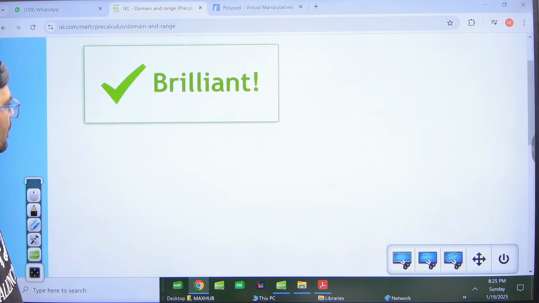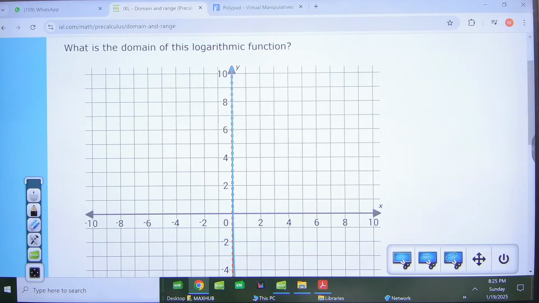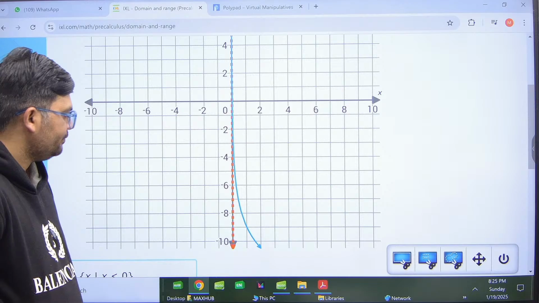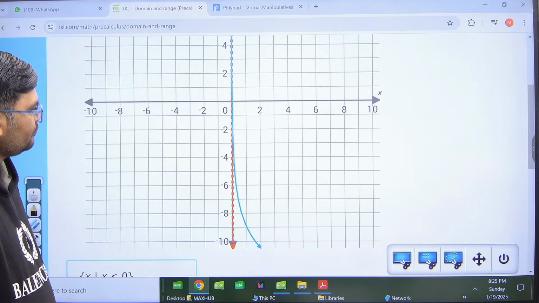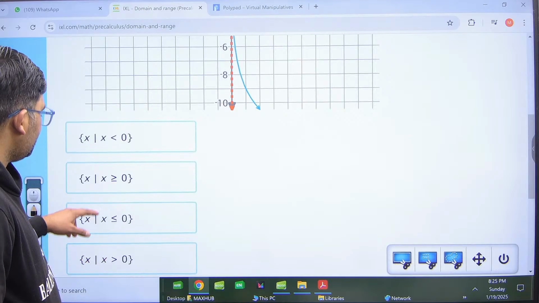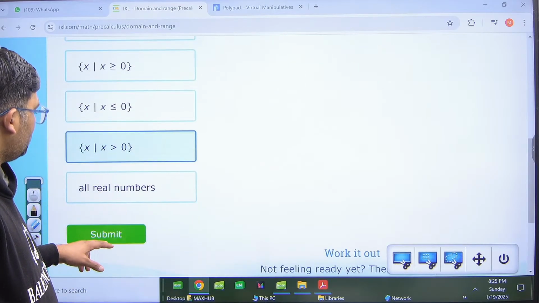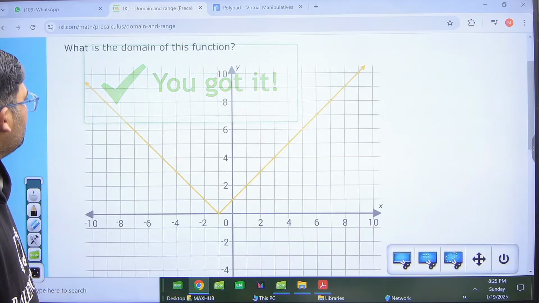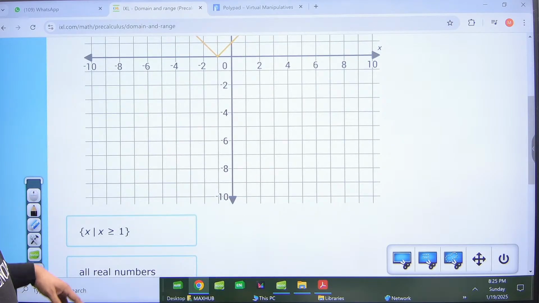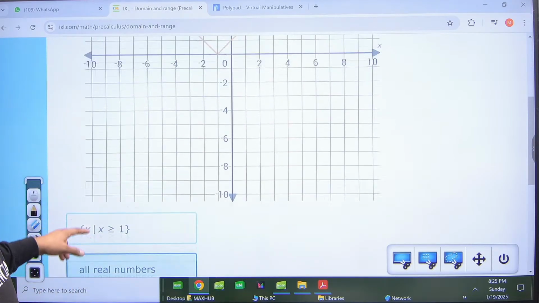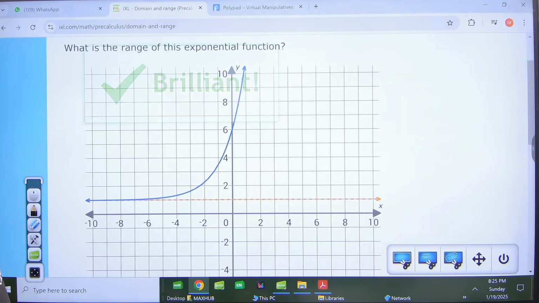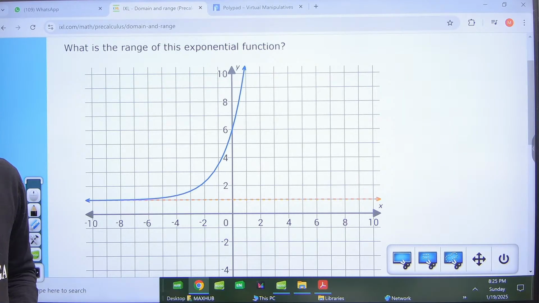Yeah. Next question, beta. What is the domain of this logarithmic function? Tell me. Positive infinity. Okay, x greater than 0, right? What is the domain of this function? All real numbers? Yeah. Okay. What is the range of this function?